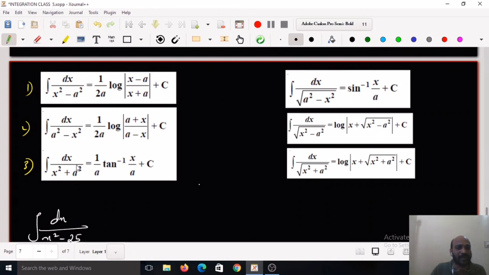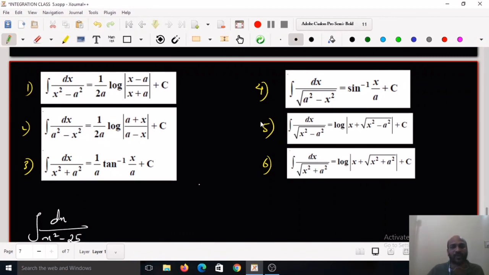So in these three formulas, what is denominator? There is no root, just a quadratic expression. Next three formulas, formula 4, formula 5 and formula 6, there is root in denominator. Dx by root of a square minus x square, just like dx by root of 1 minus x square. If it is 1 minus, answer is sine inverse of x. Since it is a square, answer will be sine inverse x by a plus c. Now fifth and sixth one is same structure: log mod x plus denominator.